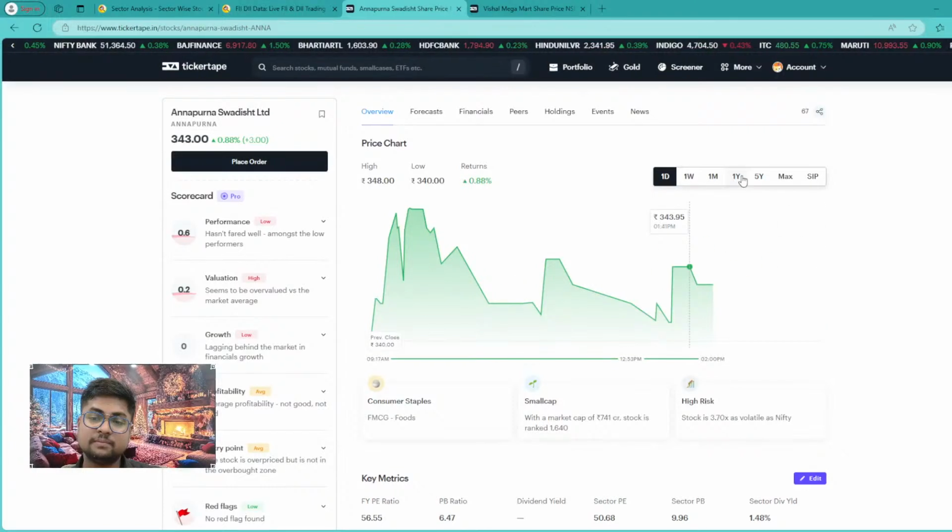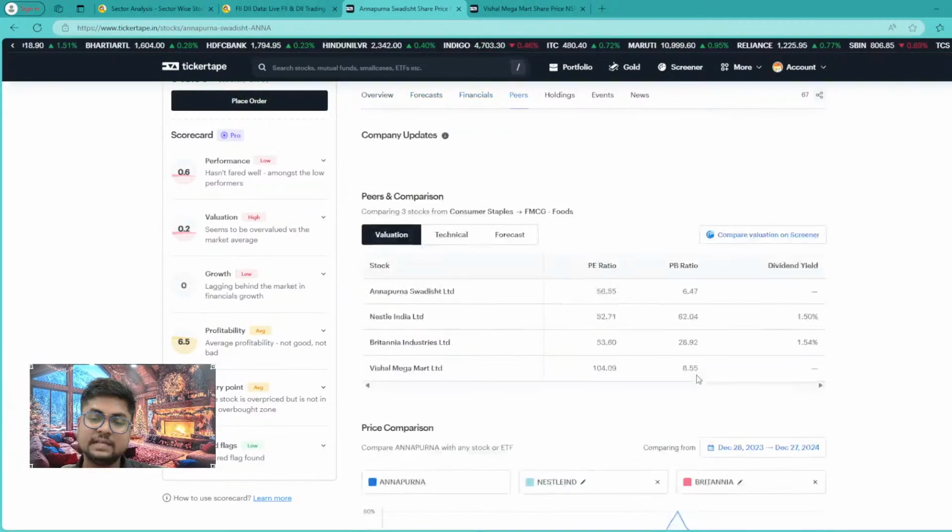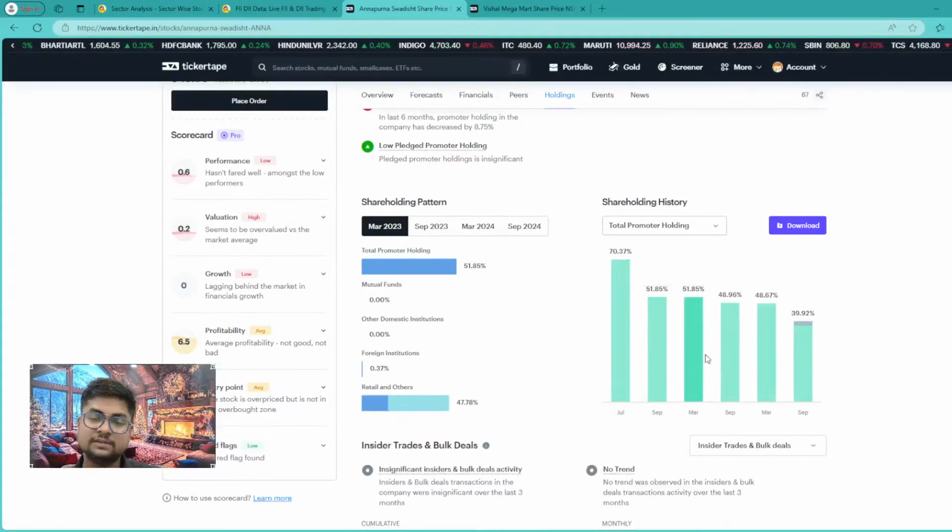Just have a look at the month of July last year, right? In the month of July last year, the stock was trading at the 350 level, and the promoter holding was at 70.3.